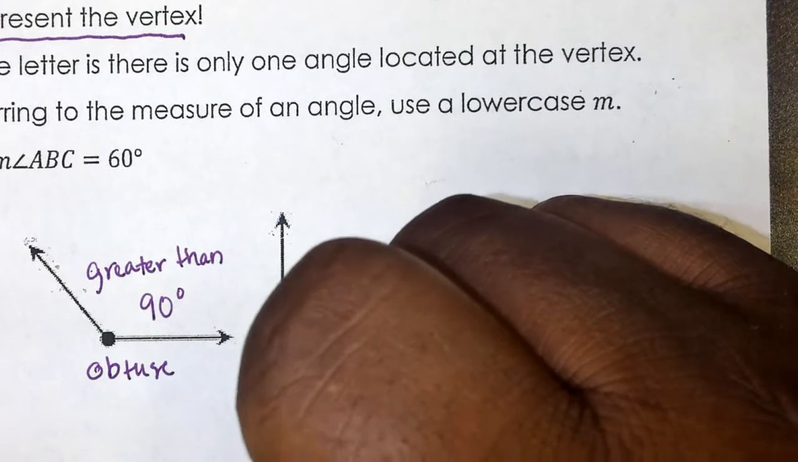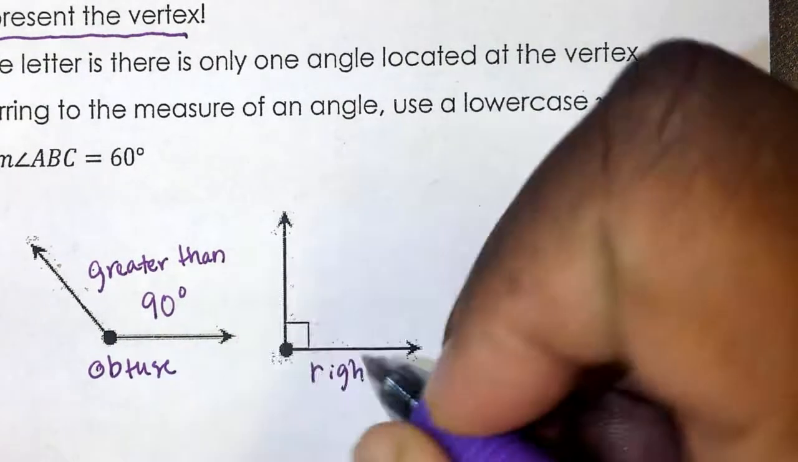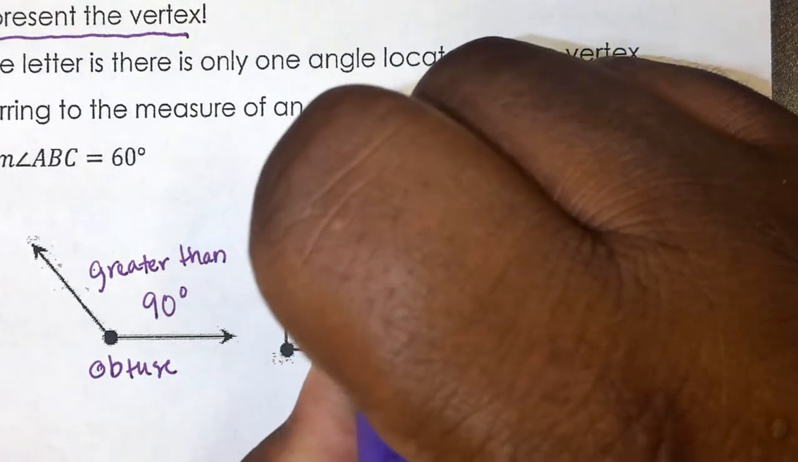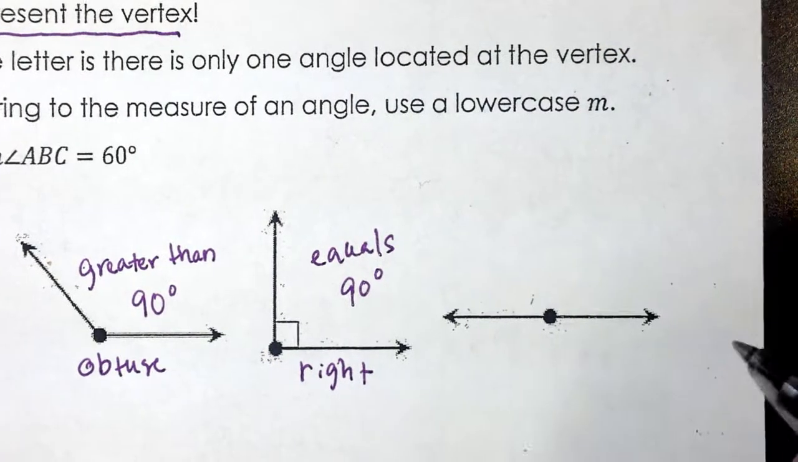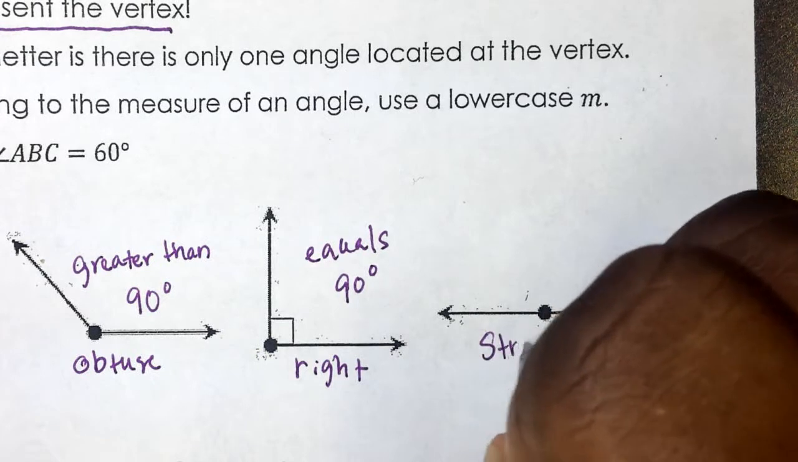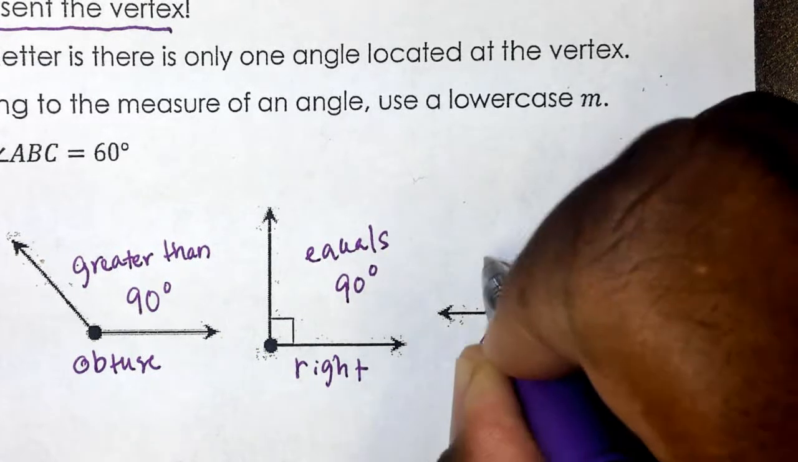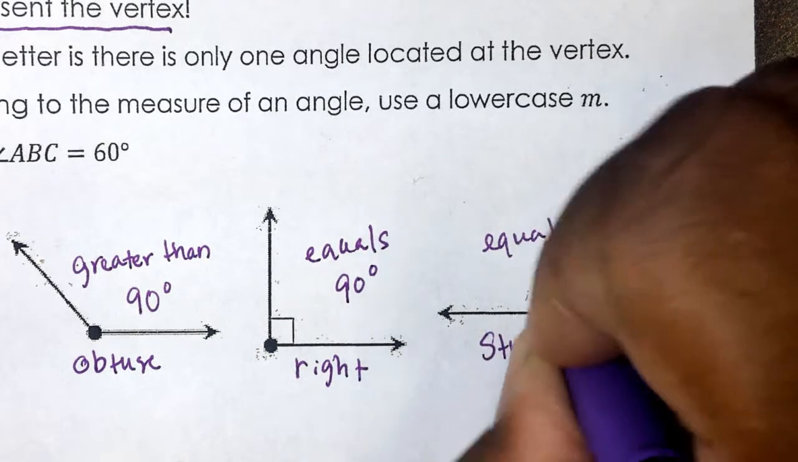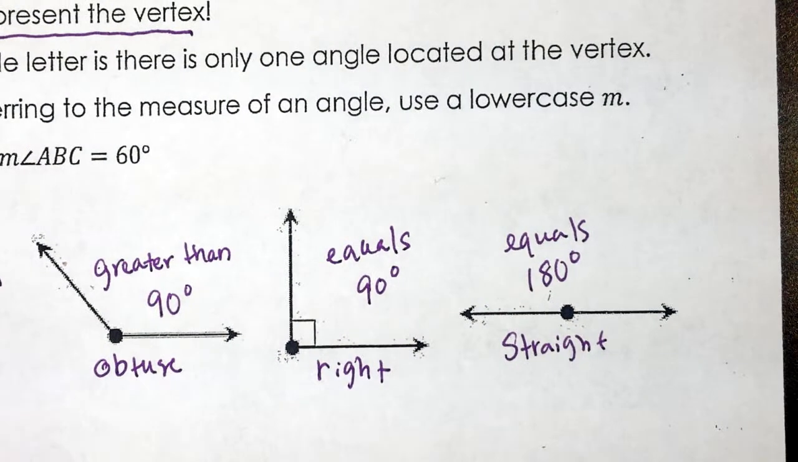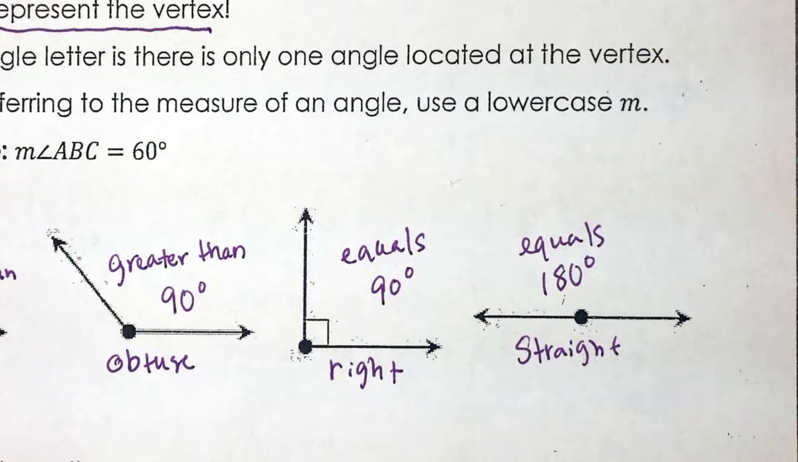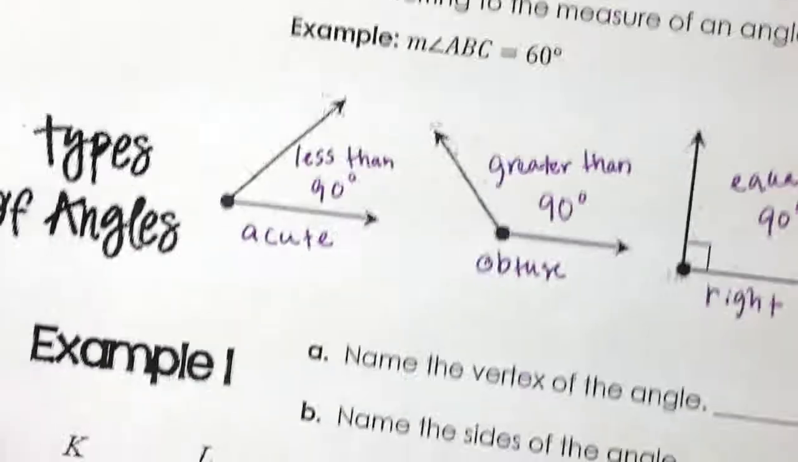Next one is a right. Equals 90. Last one is a straight. Equals 180. All right.